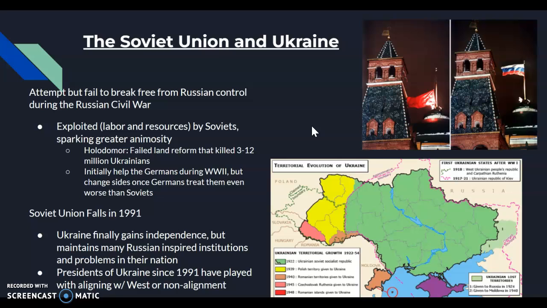This rule by the Soviets was so harsh that when the Germans came in during World War II, the Ukrainians were actually very happy. They thought they were being liberated. You saw them even helping out the Germans initially because they were just so happy to be free from Soviet rule. That's just how harsh this rule was. Once they realized what the Germans' real intentions were in the Ukraine, they did eventually switch back to the Soviet side, and they were forced to live under Soviet rule until 1991.